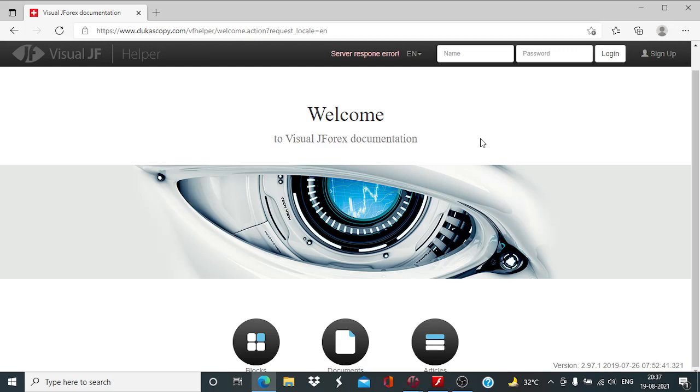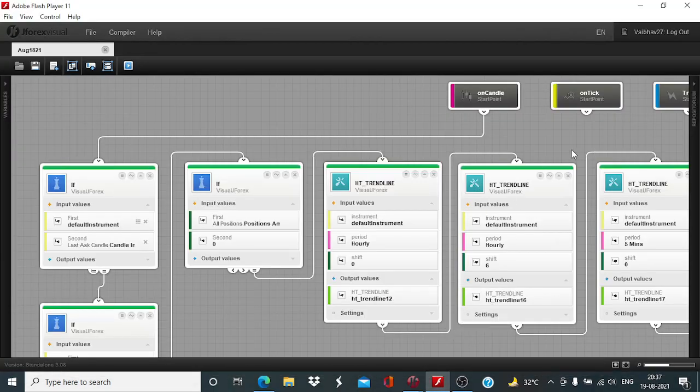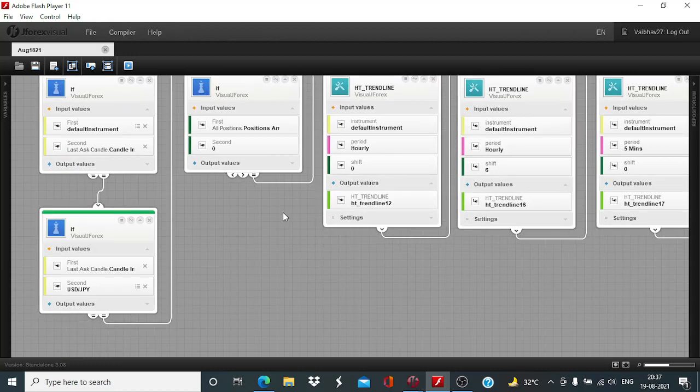Myself, Vaibhav. I welcome all of you to today's session of Visual JForex, in which we will be continuing our work using the indicator HT trend line, which stands for Hilbert Transform Trend Line. This indicator was developed by John Ehlers, and we will see how we can design and develop a profitable trading system using this indicator. So let us now head to the Visual JForex board, which has been developed by the Dukascopy Bank SA.